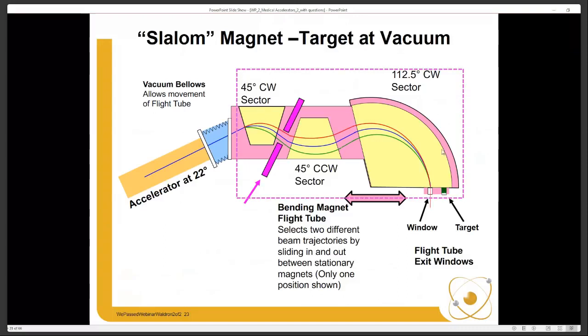If I want to make photons, I merely slide this entire vacuum chamber to the left and the beam will strike the target. If I want to make an electron beam, I slide it to the right, and the electron beam will strike the window instead. The magnetic field components, shown in yellow, remain stationary in this setup. The pink part moves. And of course, that means I need a bellows back here to accommodate that motion.